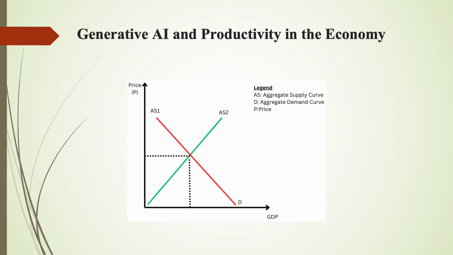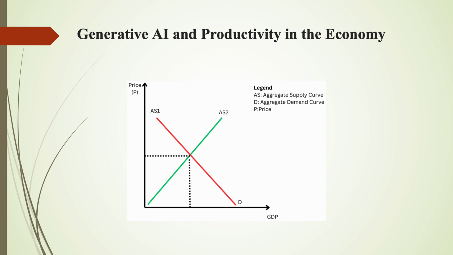Aggregate demand and aggregate supply diagrams can visually depict how generative AI influences overall output levels in the economy under different scenarios. In scenario 1, AI boosts productivity. AI enhances efficiency, reducing cost and increasing output. AS1 to AS2, rightward shift indicates increased productivity. AI shifts AS right from AS1 to AS2, lowering prices and increasing output.